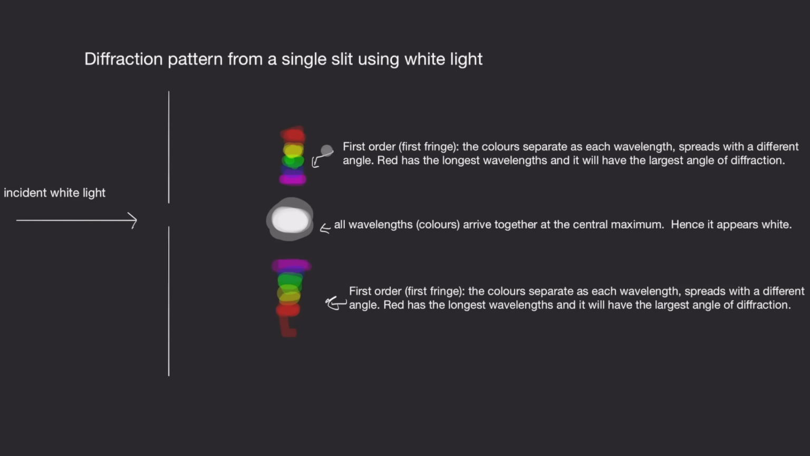At all the other orders though, I've only drawn the first order here, we're essentially going to get a little rainbow. The colors are going to separate, and each wavelength is going to spread with a different angle from the gap. Red is going to have the largest angle, and it's going to be right at the top. Blue/violet is going to have the smallest angle, and hence it will be down here. Important to know that this is just the first order of diffraction, and this whole rainbow pattern would repeat over here, and then over here as well, for however many orders we can actually see.